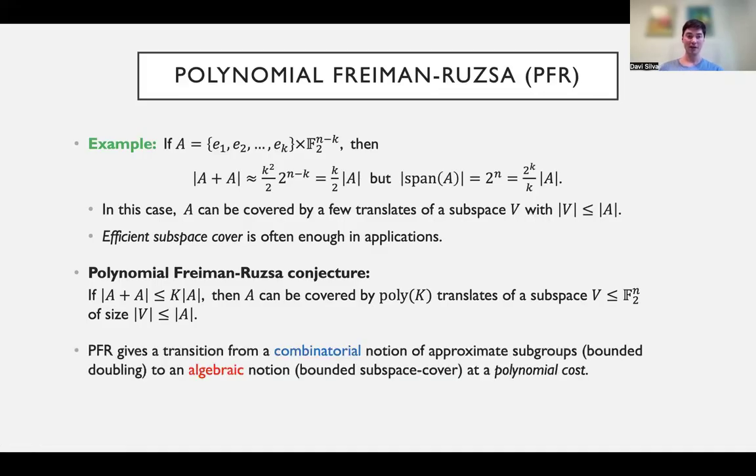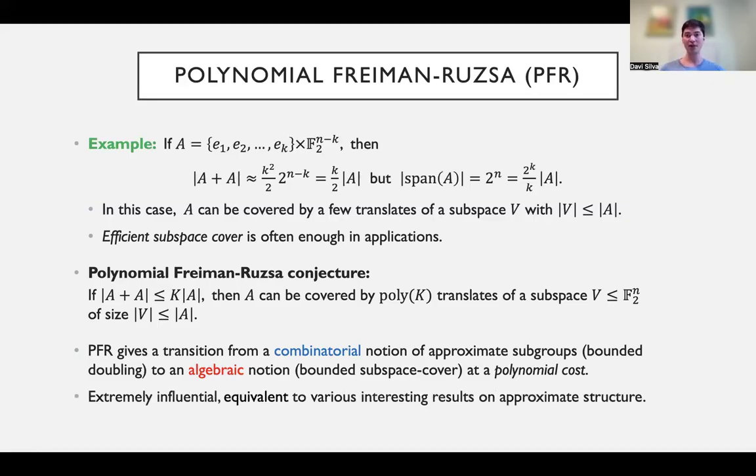So this PFR conjecture gives a transition from a combinatorial notion of approximate subgroups, which is given by bounded doubling, to an algebraic notion, which is given by bounded subspace cover at only a polynomial cost, which is essentially the best you can do. And this conjecture has been extremely influential, and it has been shown to be equivalent to various interesting results on approximate structure, which I will now talk about.